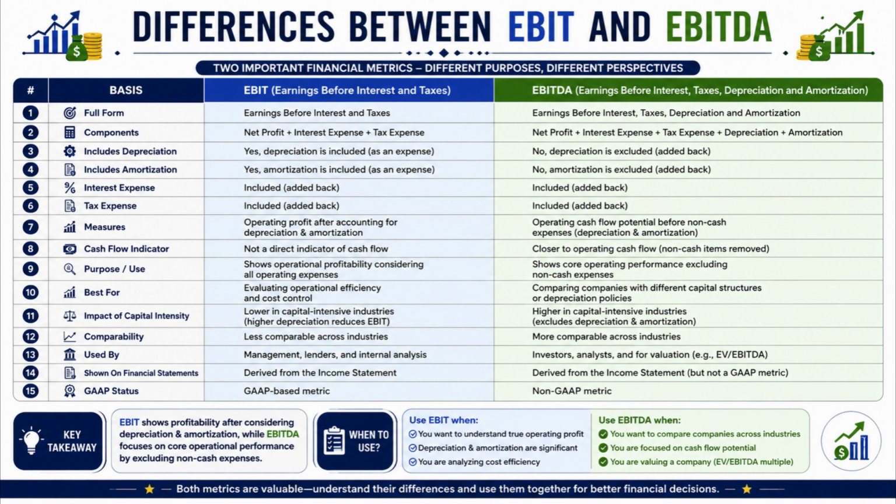supplementary analysis. To summarize, EBIT shows profitability after considering depreciation and amortization, whereas EBITDA focuses on core operating performance by excluding these non-cash expenses. EBIT provides a more conservative measure of profit, while EBITDA offers a clearer view of operating cash-generating potential.